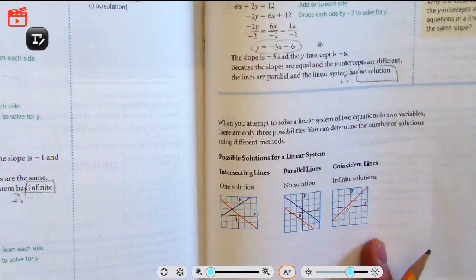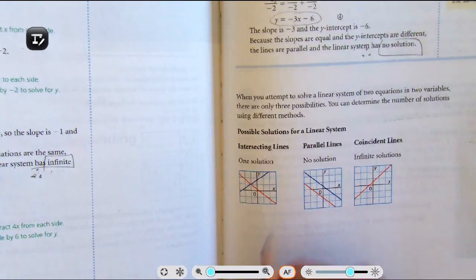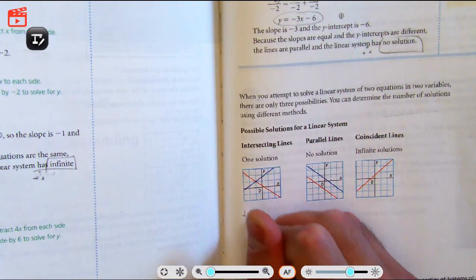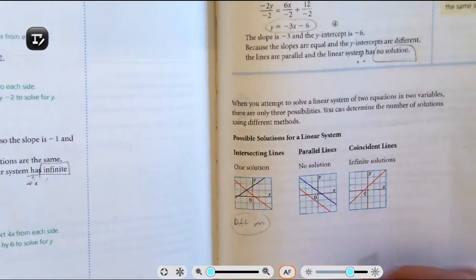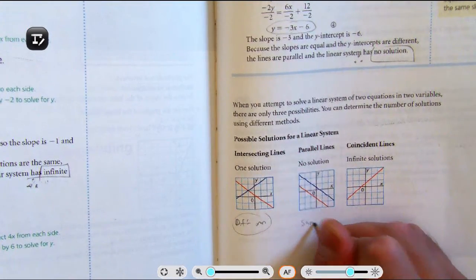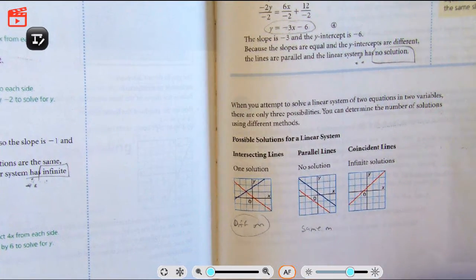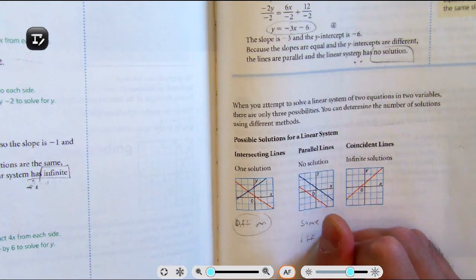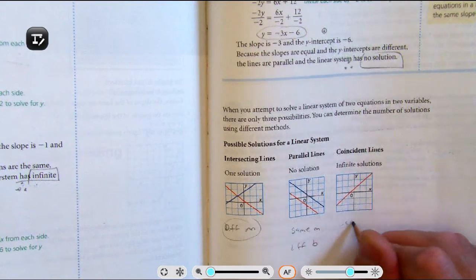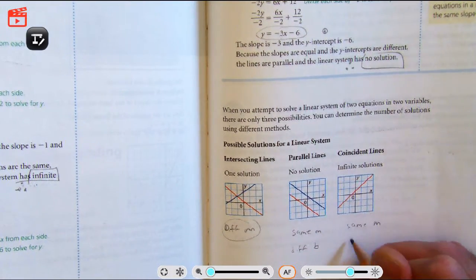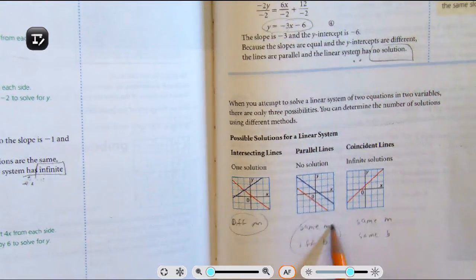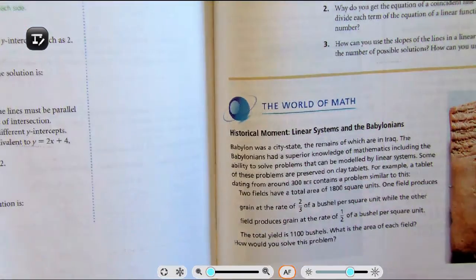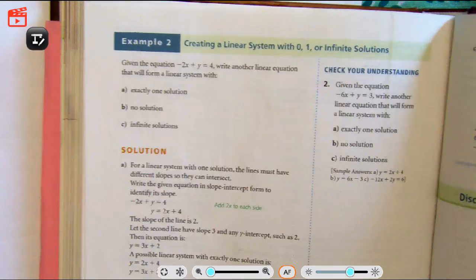There's a summary of them down there. So one solution, again, you have different slopes. That's the key to look for. This one, you have same slope for y1 and y2, different b value. And this one, you have the same slope and same b or y-intercept. All right.